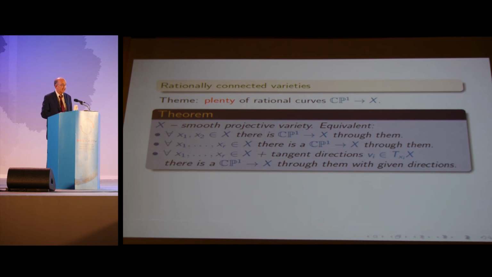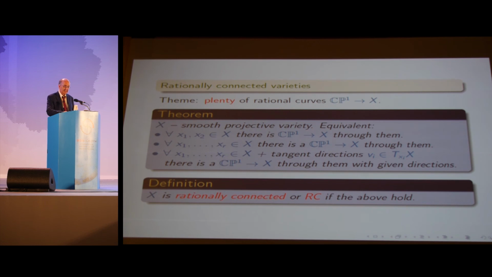And so once you can connect any two points by rational curves, then you can connect any 100 points by a rational curve. You can specify the tangent directions. If you like to specify higher order behavior, so the local Taylor expansions up to order 100, that's fine. You can do that. So this is really a nice class of algebraic varieties, and these are the rationally connected varieties where there are lots and lots of rational curves. And so here you have nearly as much flexibility with rational curves as you have in topology with just curves and circles.